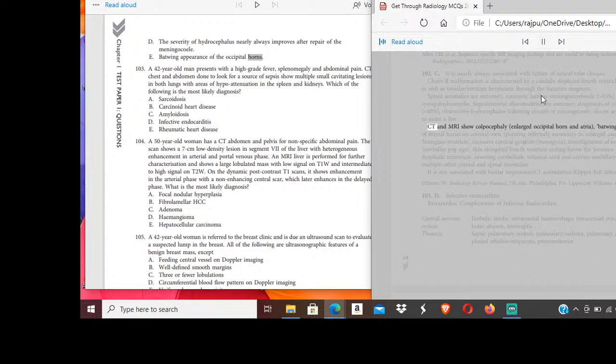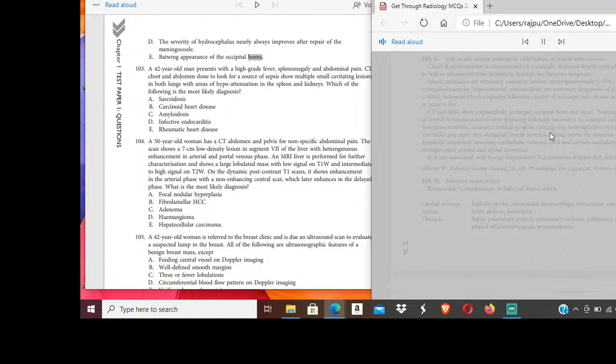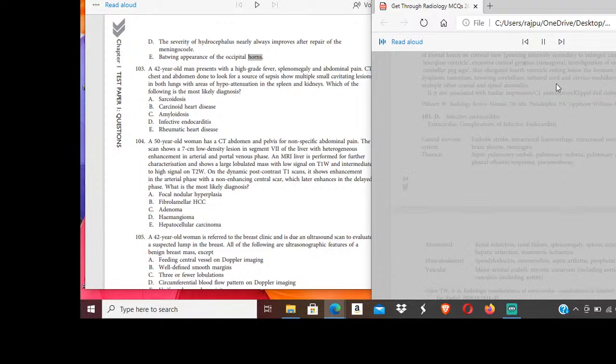CT and MRI show colpocephaly, enlarged occipital horn and atria, batwing configuration of frontal horns on coronal view, pointing inferiorly secondary to enlarged caudate nucleus, hourglass ventricle, excessive cortical gyration, stenogyria, interdigitation of medial cortical gyri, cerebellar peg sign, thin elongated fourth ventricle exiting below the foramen magnum, dysplastic tentorium, towering cerebellum, tethered cord and cervicomedullary kink among multiple other cranial and spinal anomalies. It is not associated with basilar impression, C1 assimilation, or Klippel-Feil deformity.